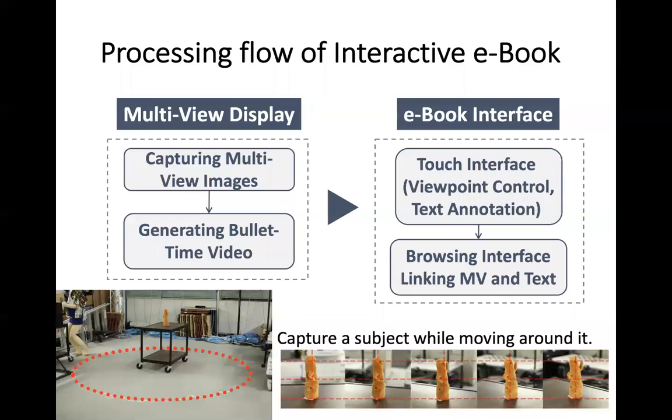There are two parts to realize our ebook. One is multi-view display, and the other is ebook interface. In multi-view display, the system captures multi-view images, as shown in the bottom of this slide, and generates bright time video displayed in the interface. In ebook interface, the user inputs the request of observing viewpoint and interested sentence using touch interface. Then the system responds to the request by operating the images or text.